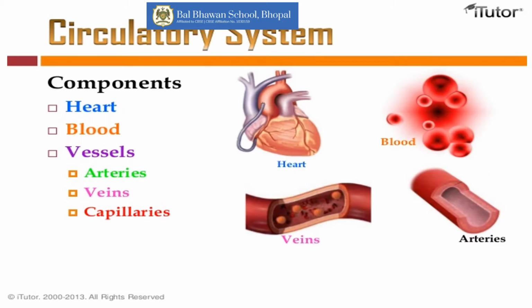Now let us quickly discuss the parts of the circulatory system. The circulatory system has the following components. First is the heart, the pumping machine. Then the blood, the liquid which flows through the blood vessels, and the vessels, the tube-like structures in which the blood moves. These blood vessels are of three types: arteries, veins and capillaries.